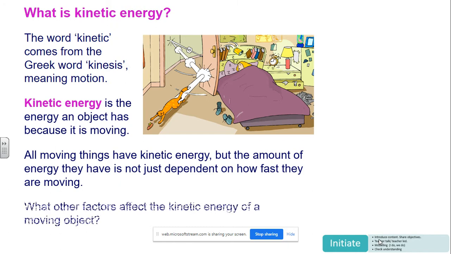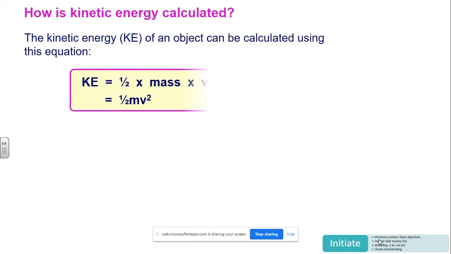Now, kinetic energy can actually be calculated using a formula, and the factors that affect it are the mass of the object and the velocity of the object. The heavier the object is, the more energy it needs to get moving. The faster an object is going, the more kinetic energy it has. And they're linked in this little formula. Kinetic energy is equal to half times mass times velocity squared.